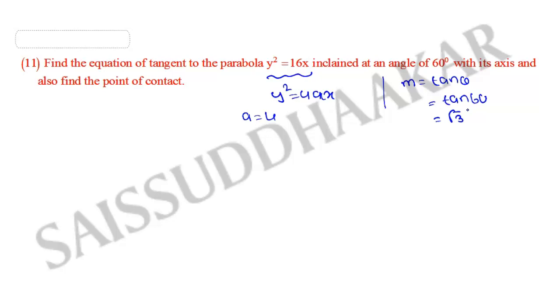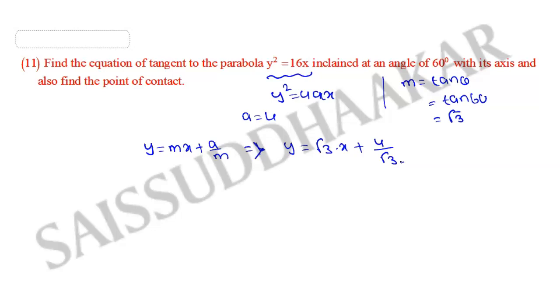Now he is asking for the equation of the tangent. The formula for the equation of the tangent is y is equal to mx plus a by m. This implies y is equal to m, where the m value is root 3, into x plus a, where the a value is 4, divided by m, which is root 3. This is the tangent for the given question.